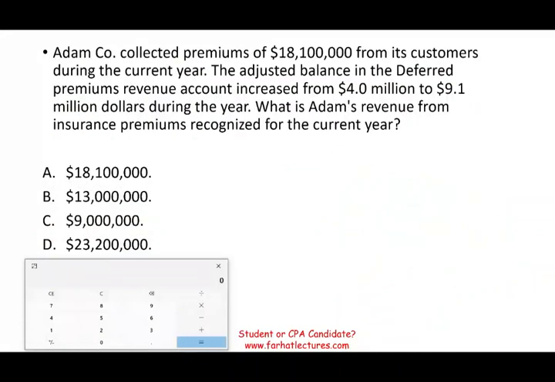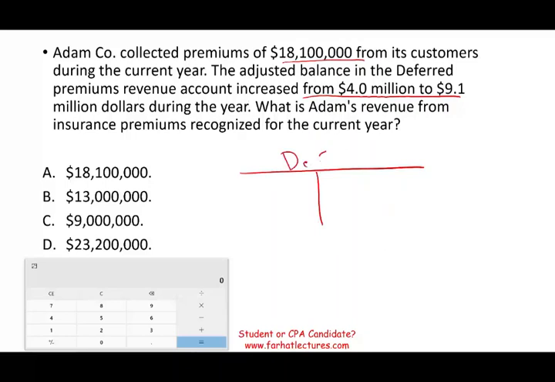Okay, Adam collected premium of 18.1 million from customers during the year. The adjusted balance in the deferred premium account increased from 4.1 to 9.1. So the deferred revenue, again, we can call it deferred revenue or we can call it unearned revenue, in case your CPA review course calls it something else. So you know that deferred and unearned are the same. The balance went from 4.1 to 9.1 million. What is Adam's revenue from the insurance premium recognized during the year?